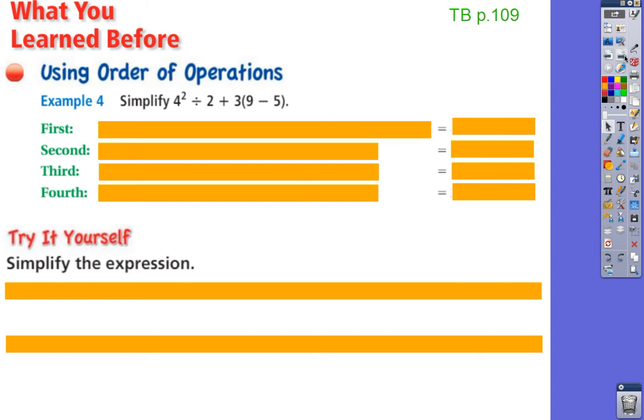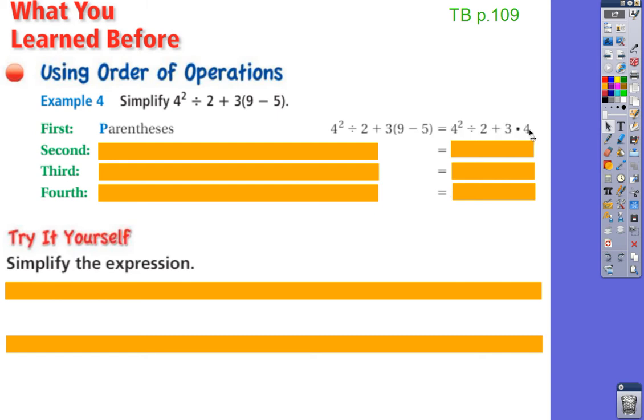Order of operations, or PEMDAS, states that the first thing we need to do is the parentheses. So, if I do 9 minus 5, I'm going to have 4. Notice that the rest of the expression is written out along with the 4. Okay, the next step is exponents. So 4 squared, or 4 to the second power, means 4 times 4, which is 16.